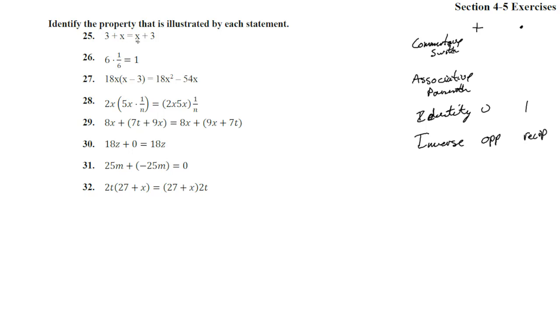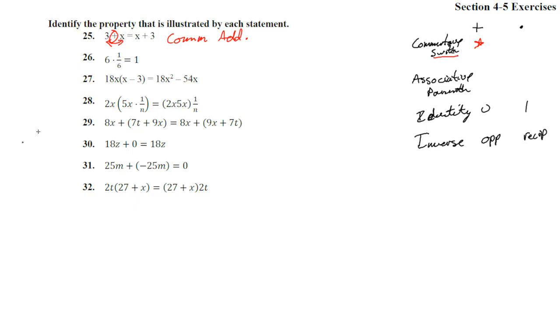25, 3 plus x equals x plus 3. Notice that the order switched. We have a switching order around a plus sign. So that is a switch around a plus sign right here. So that means we are at the commutative property of addition. That's how you'd write that, the commutative property of addition right there.